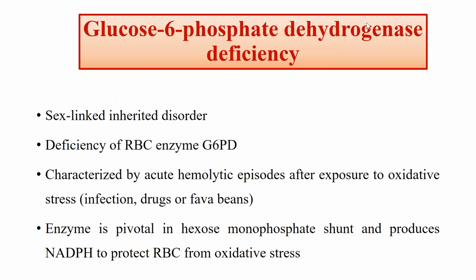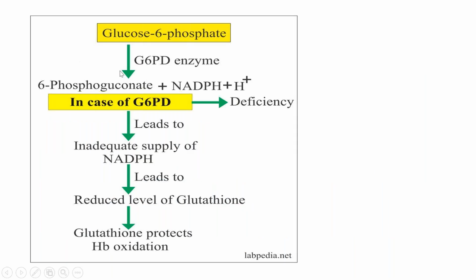Now coming to the G6PD deficiency, it is an X-linked disorder because of the deficiency of the enzyme glucose 6-phosphate dehydrogenase. What happens is whenever there is an exposure to any oxidative agent, which can be mostly drugs, infections, there are acute hemolysis episodes because of the deficiency of NADPH. So whenever there is G6PD deficiency, it leads to inadequate supply of NADPH, reduced levels of glutathione, because glutathione in our body prevents oxidation. So when it is not there, the oxidation is not prevented and it leads to oxidative damage.